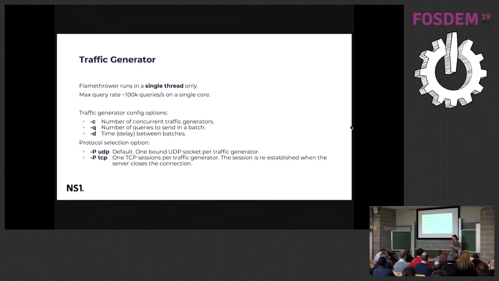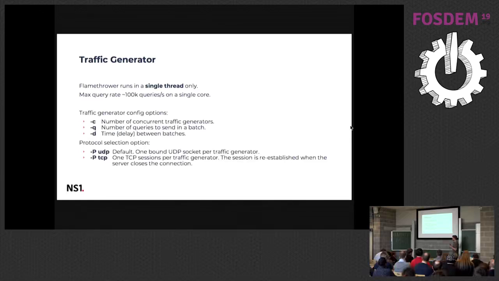And then you are sending batches of queries on these UDP sockets or TCP connections. This is configured by the next two arguments: the dash Q, which is the number of queries to send in a batch, and then there is a delay to wait for the next batch.